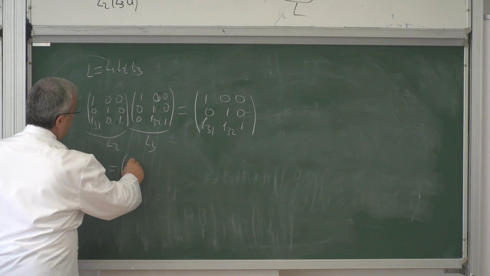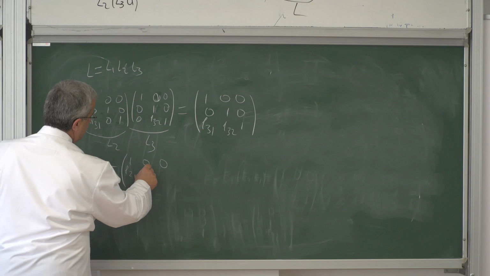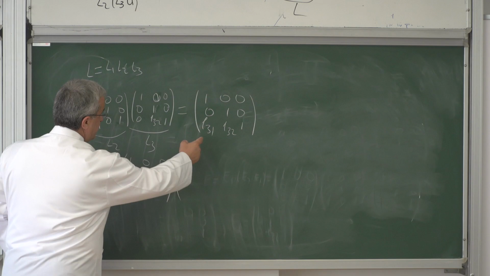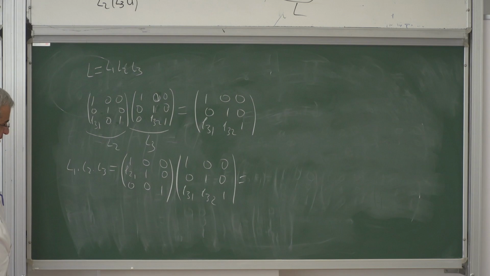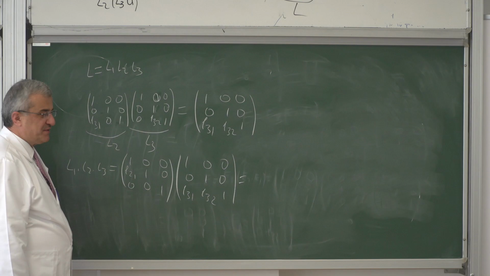So what is this? L2,1. 1, 0, 0, 0, 1. And you have here 1, 0, 0, 0, 1, 0, L3,1, L3,2, and 1. Okay? So let's do the multiplication and we will have the happy end. Okay? So what is this?